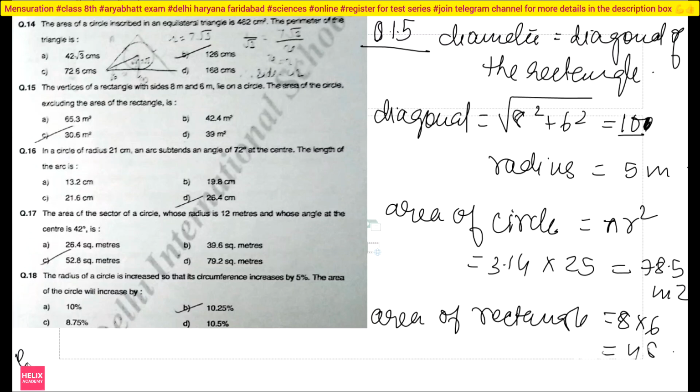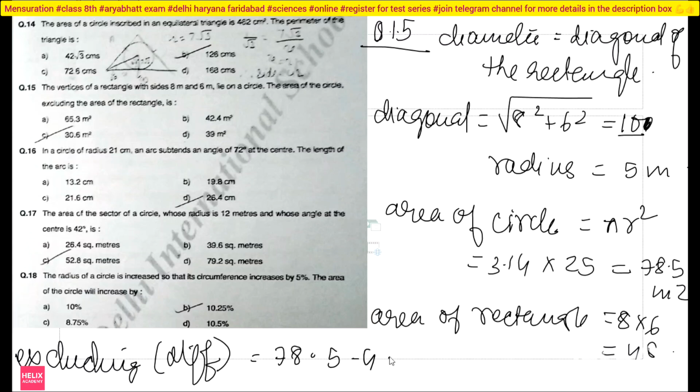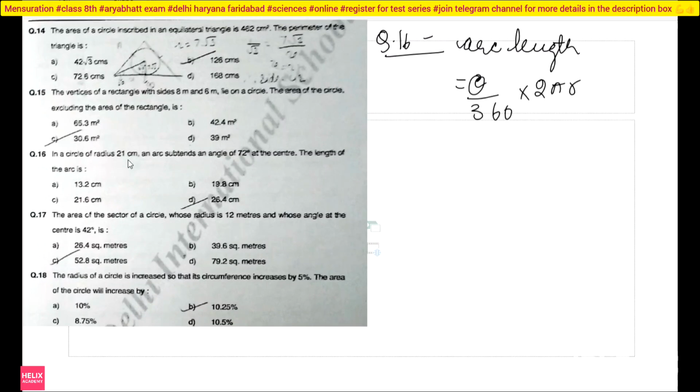Since they are asking about excluding, what we will do is take out the difference, right? So 78.5 minus 48, approximately your answer will be 30.6, right? Number 16: in a circle of radius 21 centimeter, an arc subtends an angle of 72 degree.